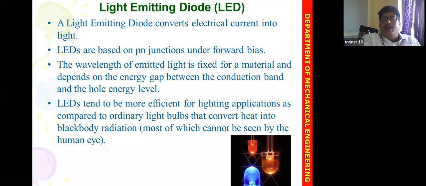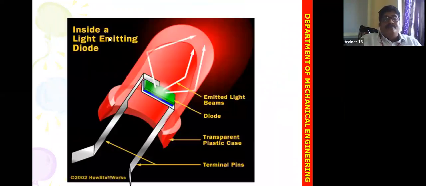Light emitting diode. This also acts as a diode, a normal diode that emits light. It works on the principle of a PN junction diode in forward bias. That working comes under the LED working principle. See here, if you look clearly, these are the terminal pins, this is the diode, and this is the plastic case, and the light is emitting. The small light is inside.